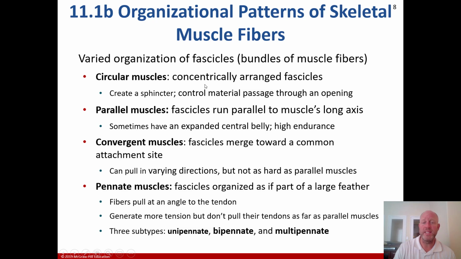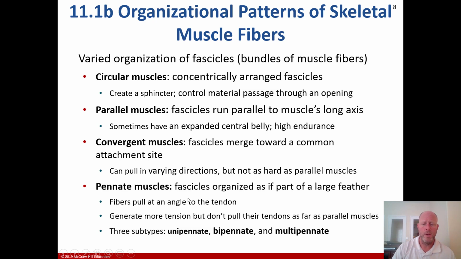And then fascicles are bundles of these. The circular muscles are concentrically arranged fascicles. They create a sphincter. They control material passage through an opening. The parallel muscles are fascicles that run parallel to the muscle's long axis. Sometimes they have an expanded central belly with high endurance. The convergent muscles are fascicles that merge toward a common attachment site. They can pull in varying directions, but not as hard as the parallel muscles can.